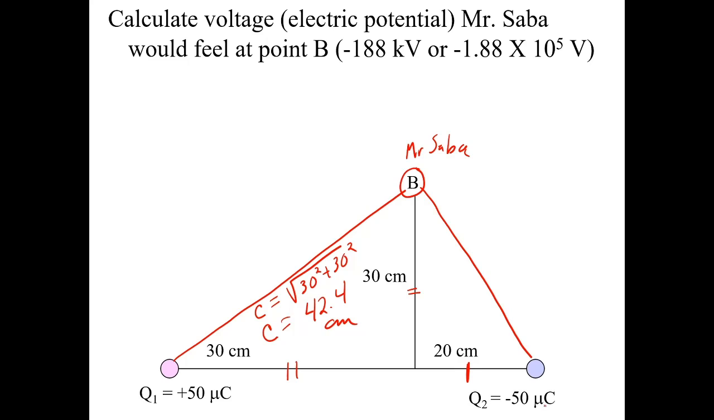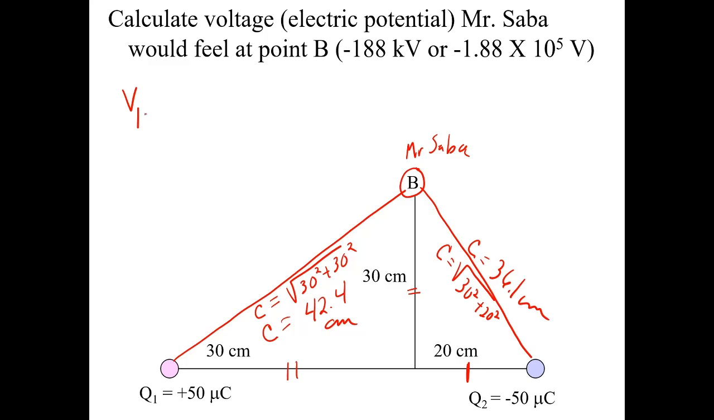Now the other charge, the negative 50 microcoulombs, is much closer. So its distance will be not much closer, but it's going to be a little closer. It will be the Pythagorean theorem, but we're going to use 30 squared, and the other leg is 20 squared. And let's see what we get. 36.1 centimeters. So from here on out, we're going to just do the two voltages.